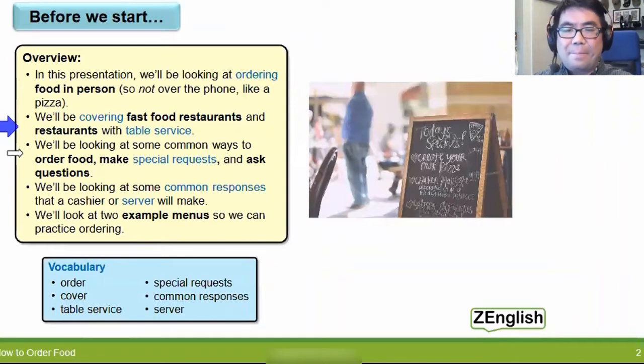It's very interesting. Of course, there are many other situations, but these two are the most basic ones, and they kind of cover many different situations. Ordering food from a fast food truck, for example, is very similar to a fast food restaurant. Things like that. So these two should cover just about everything.